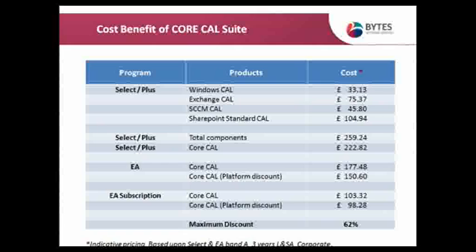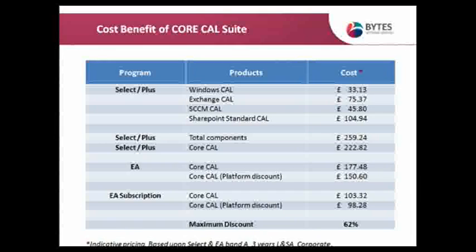So if we compare buying the components of Core CAL separately, you've got Windows CAL at £33.13, Exchange £75.37, etc. The total component cost for those four products comes in at £259.24, whereas if you were to buy the Core CAL suite under the same Select price list, it comes in at £222.82. So you can see already there's a saving there.